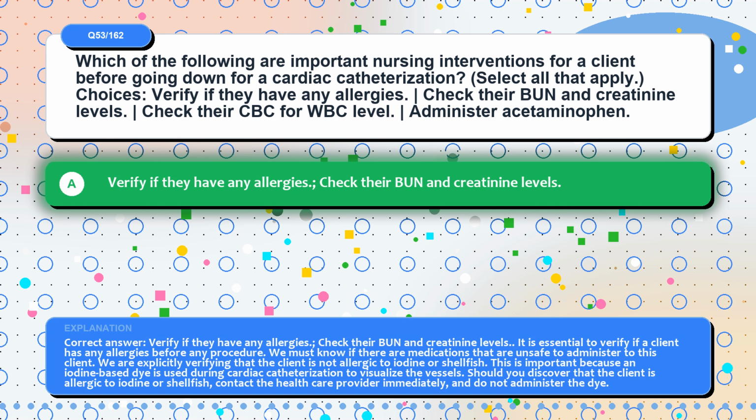It is essential to verify if a client has any allergies before any procedure. We must know if there are medications that are unsafe to administer to this client. We are explicitly verifying that the client is not allergic to iodine or shellfish. This is important because an iodine-based dye is used during cardiac catheterization to visualize the vessels. Should you discover that the client is allergic to iodine or shellfish, contact the healthcare provider immediately and do not administer the dye.